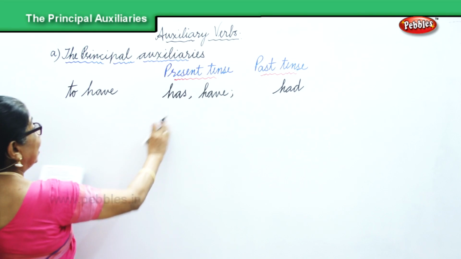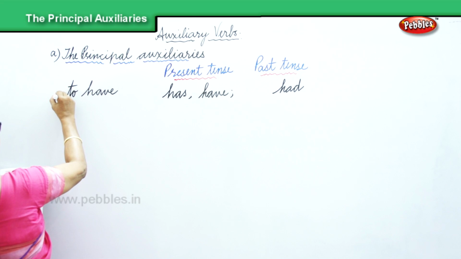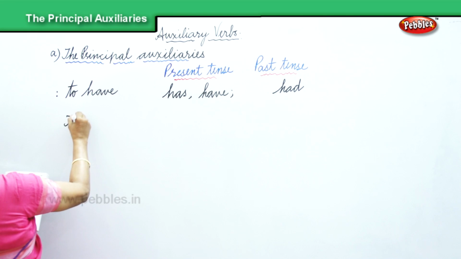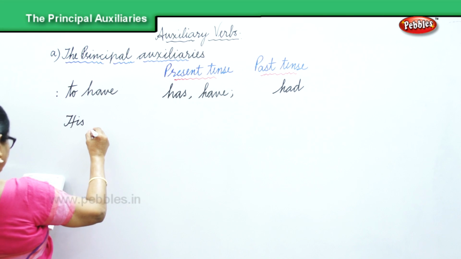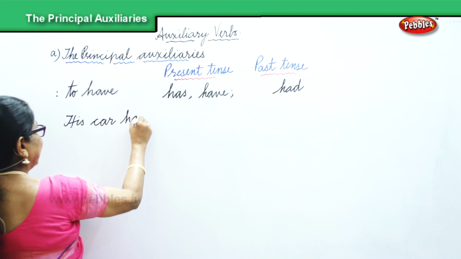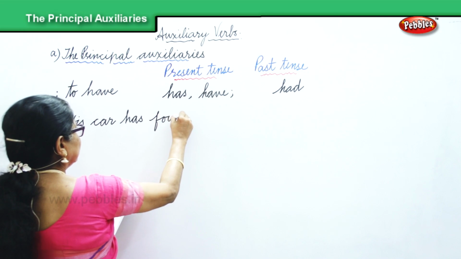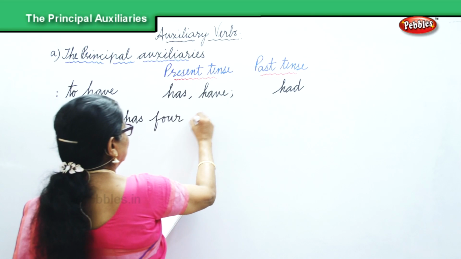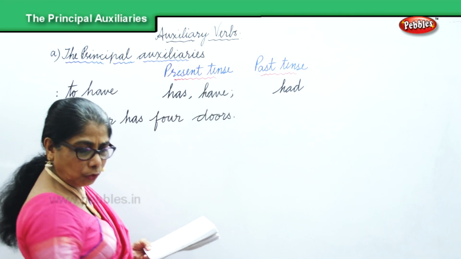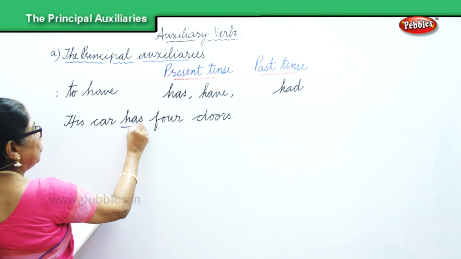Now, we are talking about has. You will say, his car has 4 doors. Okay, we're talking about has. His car has 4 doors.